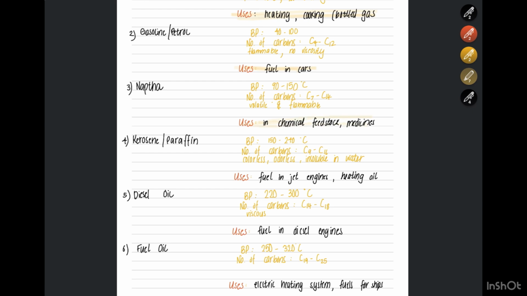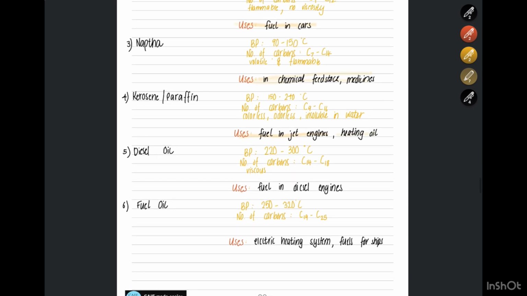Number 4, kerosene or paraffin. It is colorless, odorless. It's not soluble in water. What is the use? It's used as a fuel in jet engines. So petrol is used in cars. Kerosene is used in jet engines. It's also used as a heating oil. Number 5, diesel oil. This is viscous and it's a fuel in diesel engines.